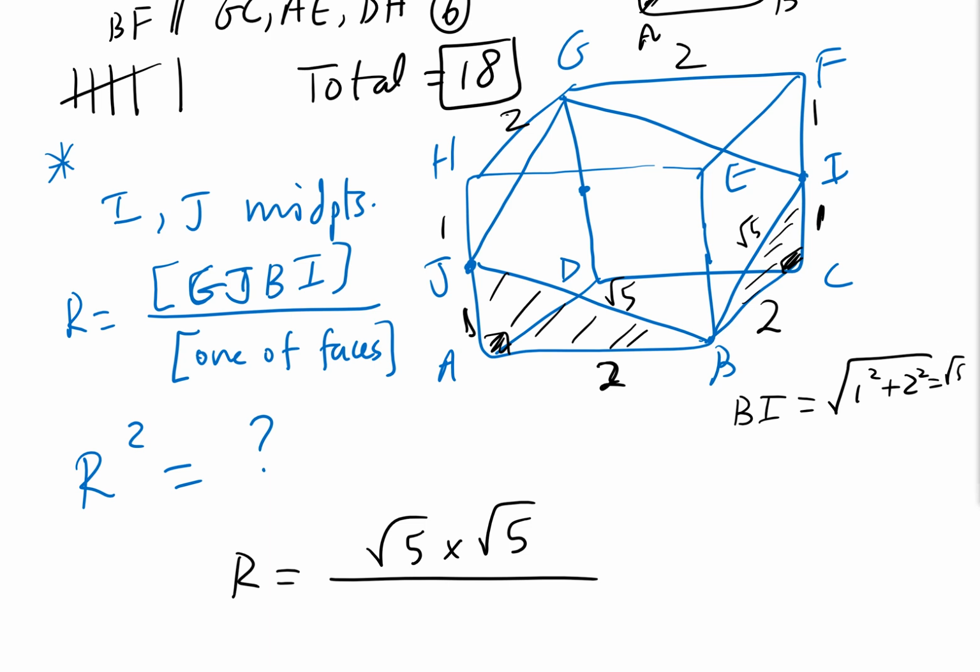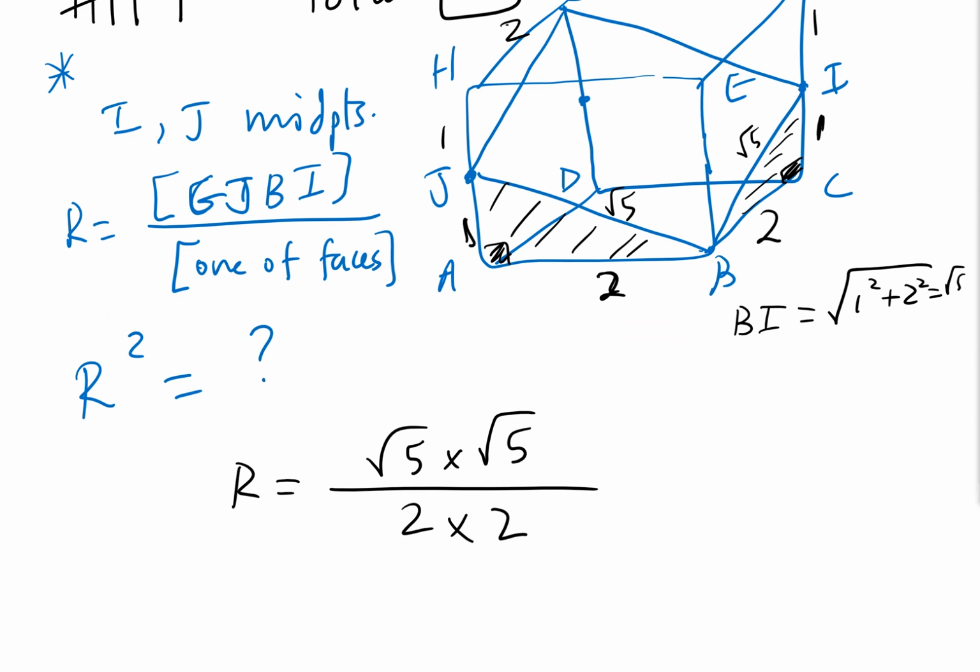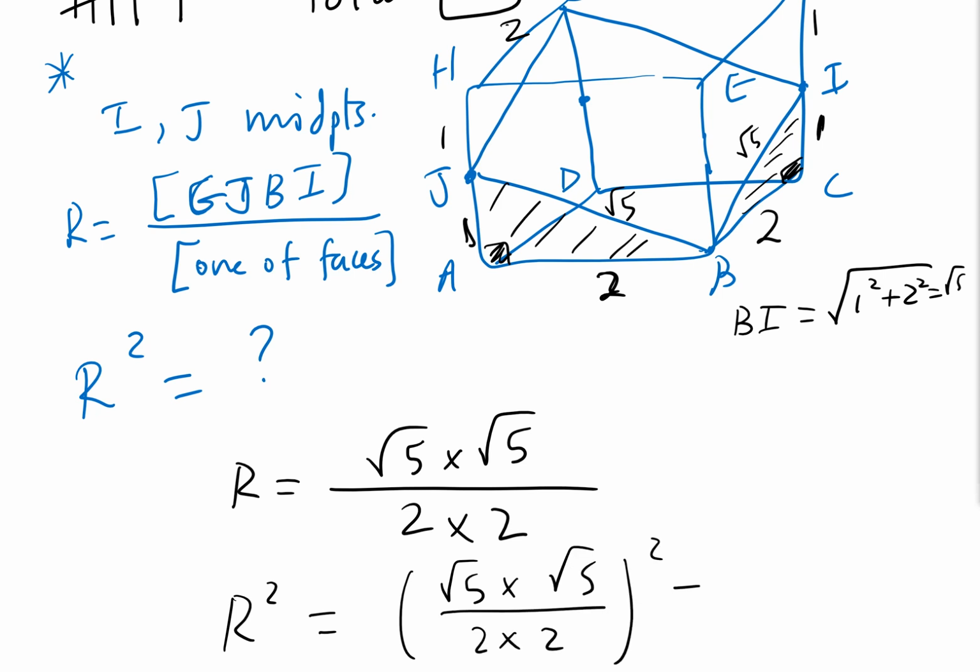Is that okay? Now, what's the area of one of the faces? Well, the face is a 2 by 2 face, so the area is 2 by 2. So they want us to find R squared, right? R squared means you're going to square all of this. That would give 5 times 5 over 4 times 4. You have to square each one of them.